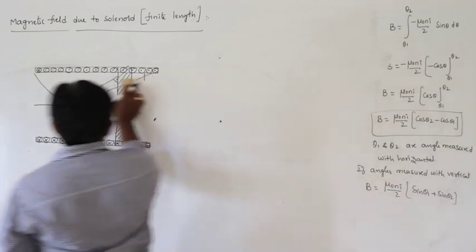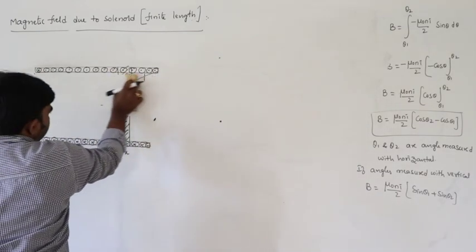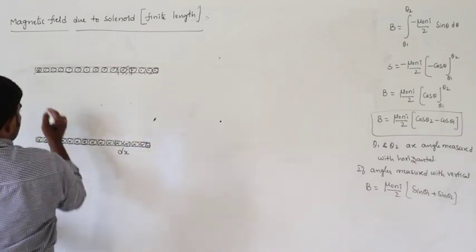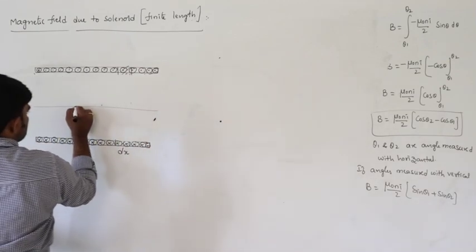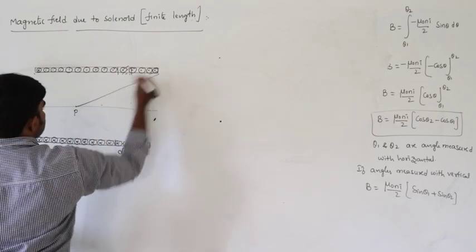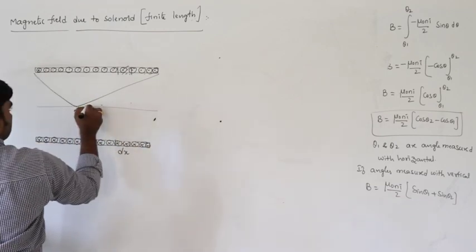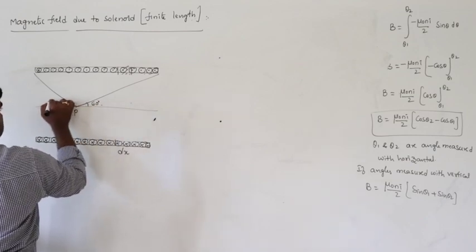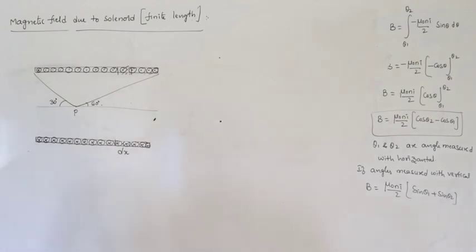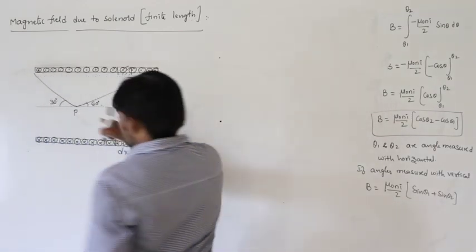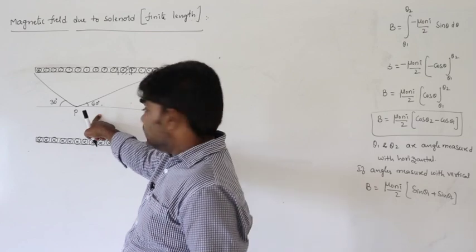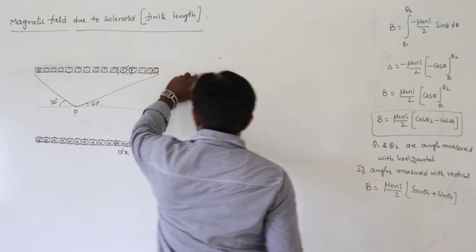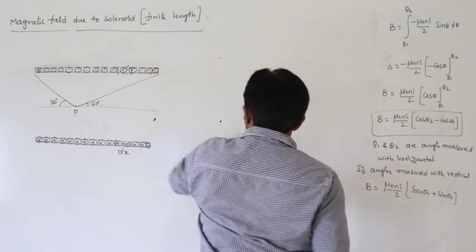For example, let us say the center is the point P, with this extreme end and this extreme end. If this angle is given as 60 and this angle is given as 30, how can you calculate the magnetic field? The angles 60 and 30 are measured with the horizontal. How can we calculate the magnetic field here?